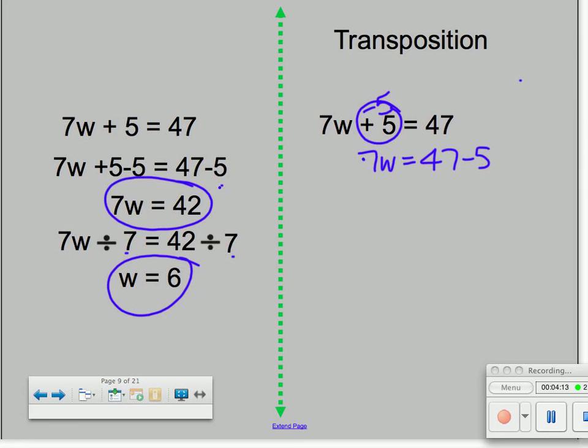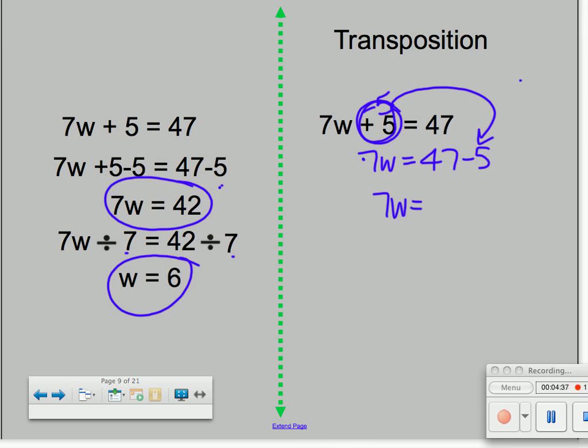Okay, so what I've taken is I've taken this opposite operation and I've just put it down here. So I'm no longer writing the opposite operation on the left side. I'm only writing it on the right. Okay? I'm left with here 7w equals what?